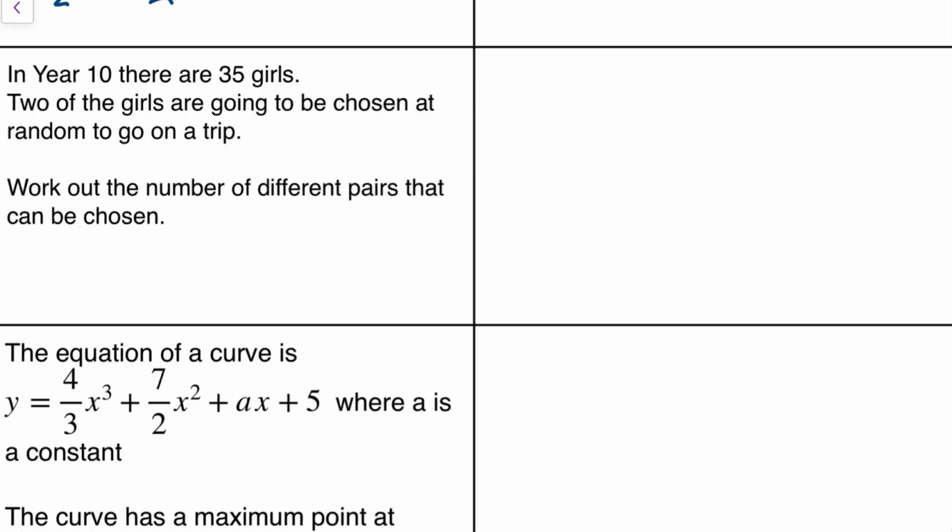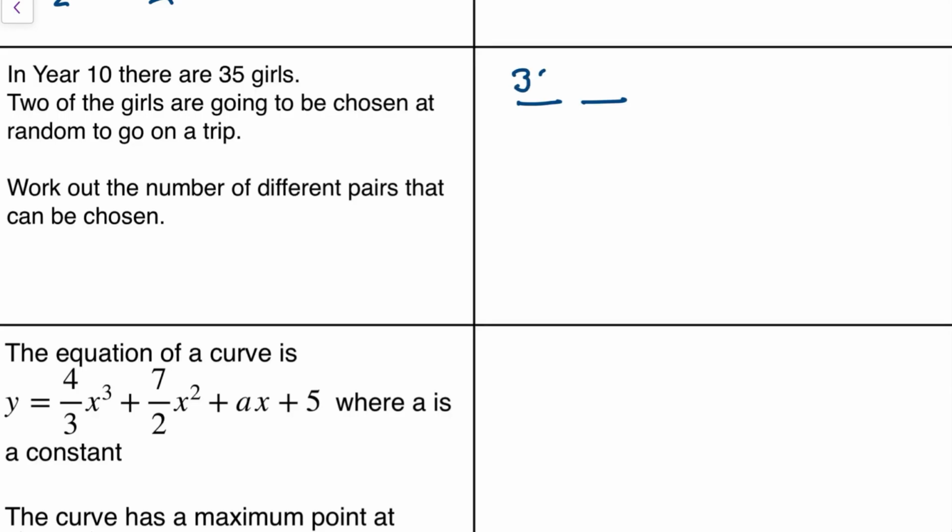Next one. In year 10, there were 35 girls. I thought it was going to be a Venn diagram. 2 of the girls are going to be chosen at random to go on a trip. Work out the number of different pairs. Now, we've seen this question a few times. It's the handshake problem. So in other words, I want to make some pairs.